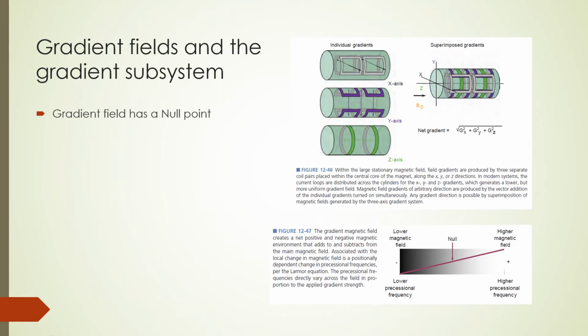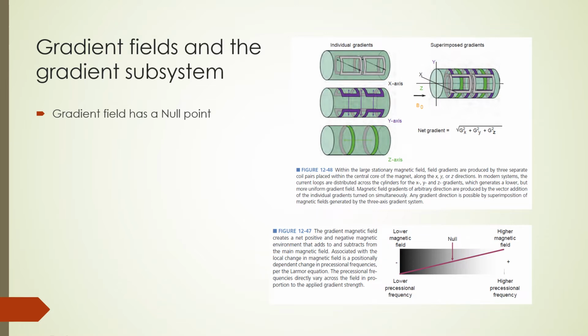The gradient field shown on the previous slide is shown here without the coils. It has a null point about which the gradient causes a net decrease or increase of the field strength of the main magnet. If there is a net increase, protons precess at higher frequency, and if there is a net decrease, protons precess at lower frequency. These precessional frequency differences are used to localize the positions of protons relative to the main magnet field, essentially localizing their position in a slice.